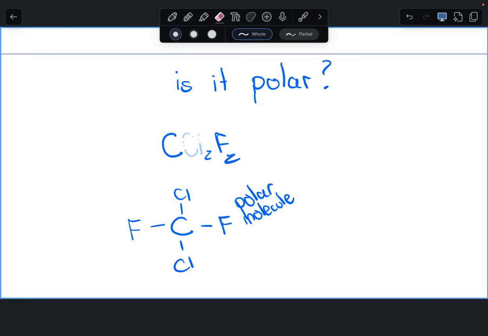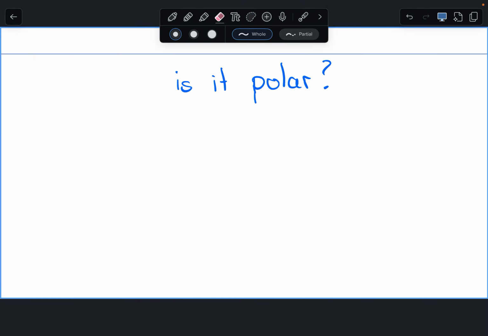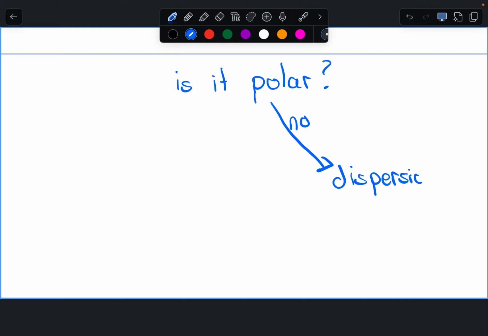All right. So that's the first question we're going to ask ourselves: is it polar? If it's not polar, then the only force that it can have is these dispersion forces. And those are relatively weak compared to the others. So we'll say those are the weakest.